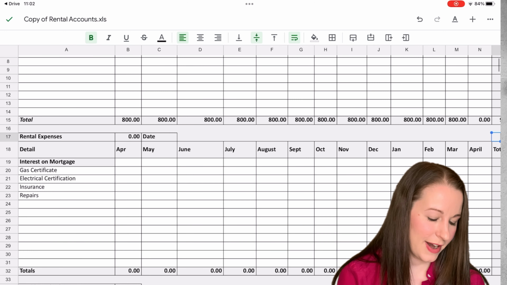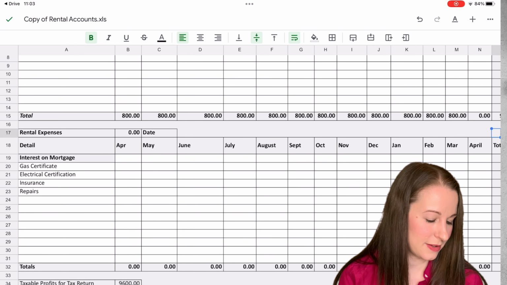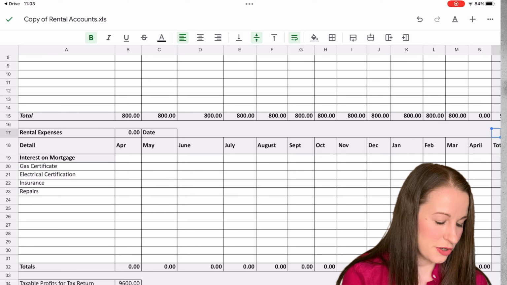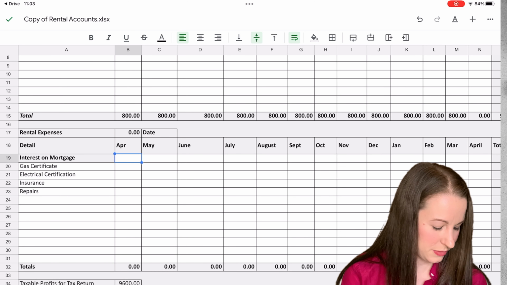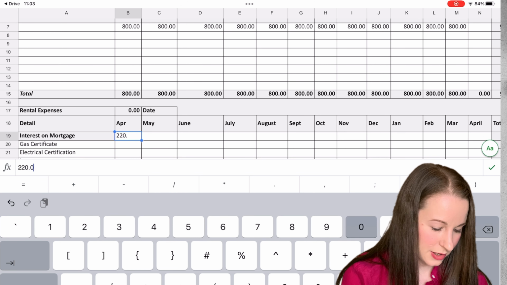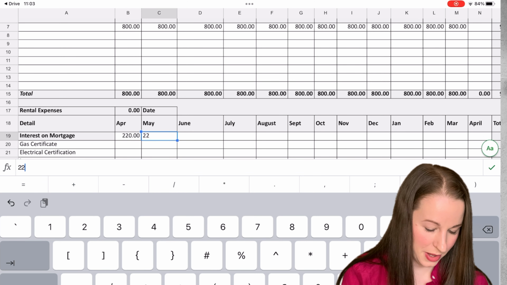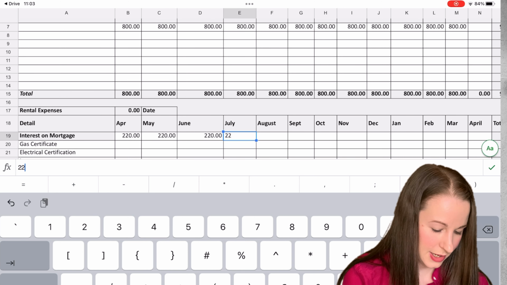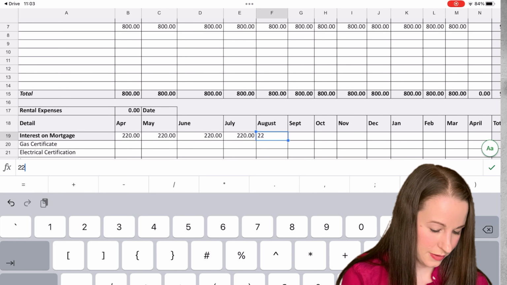Now further down, I've now got my expenses side of things, and I've got my interest on my mortgage. So I'm going to go 220 as my mortgage interest, which I've paid every month. So as we can see, I can just go across and enter the different figures.